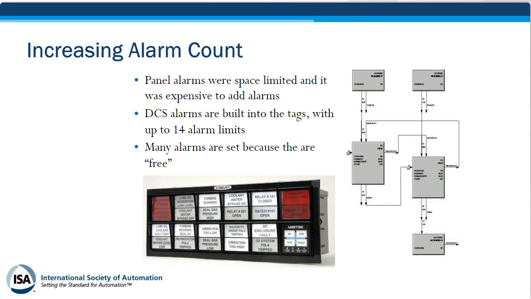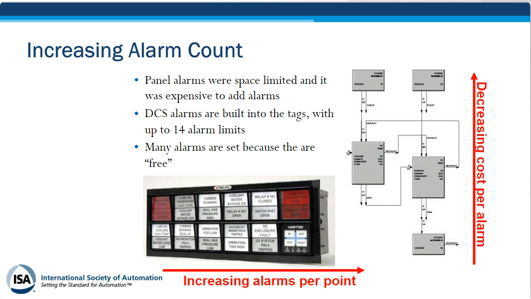Within the DCS realm, the viewpoint is that all alarms are free, right? And so each tag can have multiple alarms. I've seen this in areas where we went in to do an alarm management project, where you have one tag with an inordinate amount of alarms, right? Many alarms are set because the viewpoint is that they're free. So increasing alarms per point and decreasing cost per alarm has kind of driven this issue.